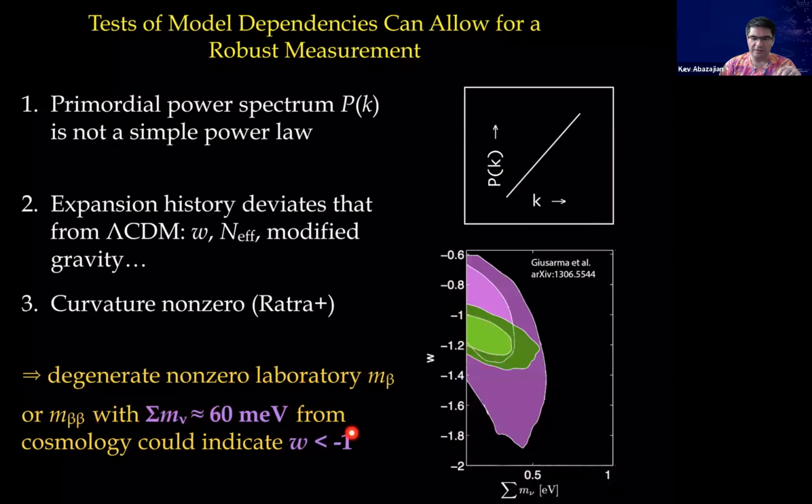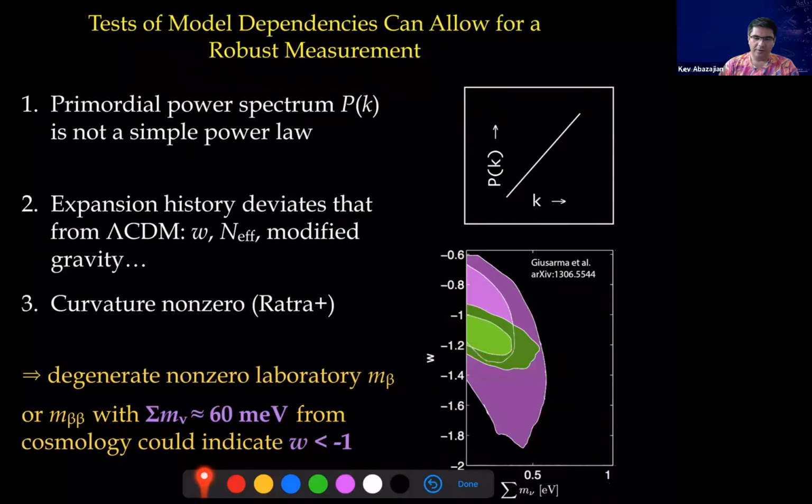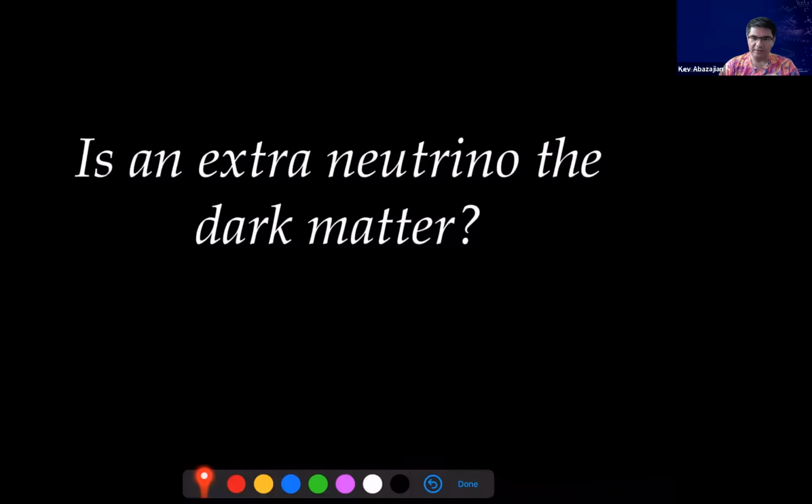So if you've constrained this, there's a degeneracy that goes this way in the W neutrino mass frame. Neutrino mass, remember, suppresses power, and W, if it's more positive, also suppresses power. So if you have power suppression for neutrino mass, you can offset that by power enhancement with a more negative W. Okay. So anyway, that is a thing to constrain.